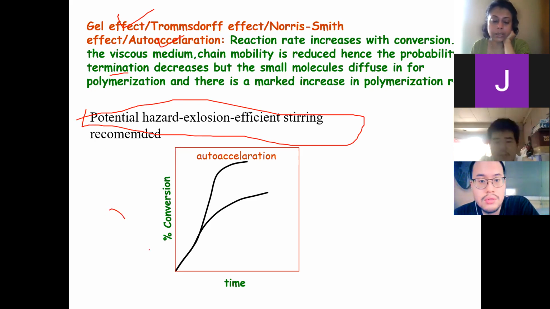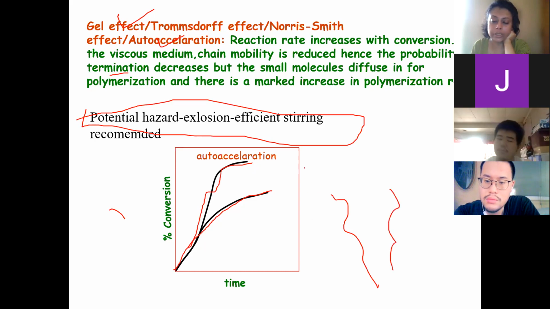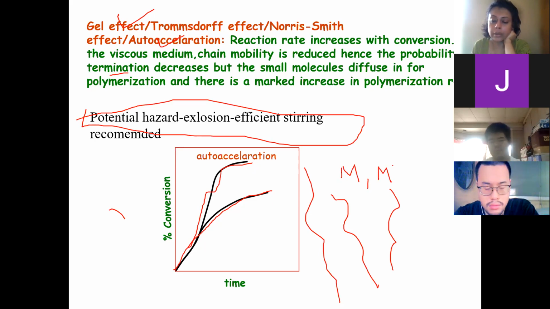So ideally speaking, the conversion should follow this graph, which we discussed just now. But when there is autoacceleration, you will see a sharp jump in conversion and then it stops. Boom. Why? It happens if the reaction is going on too fast, you might have too many polymer chains. You might have some long polymer chains, and still you have lots of this residual M or M dot.